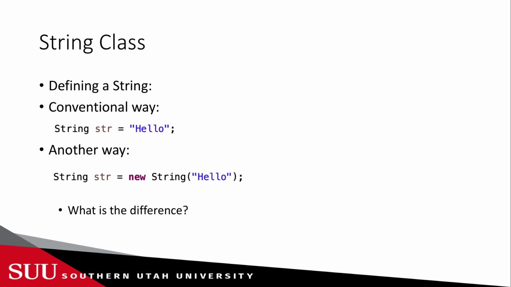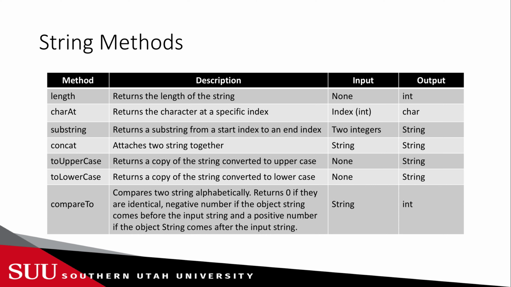Now, what I'm going to show you is not every single method in the string class, but these are some useful methods. One of them that's pretty familiar to you might be length, which is going to return the length of the string. We will not have any input for that, and we will have an output of an integer. Another one is charAt. It's going to return a character at a specific index. We have substring, which is going to chop some portion of the string and return it.